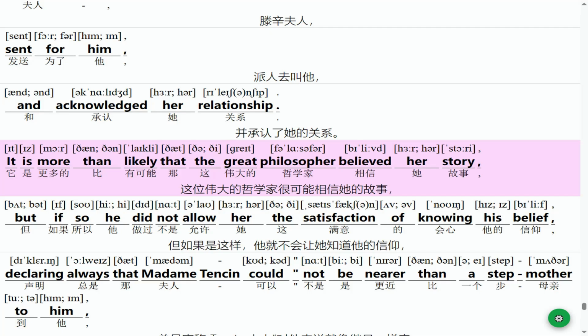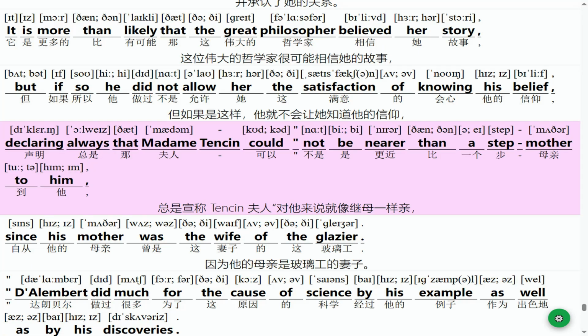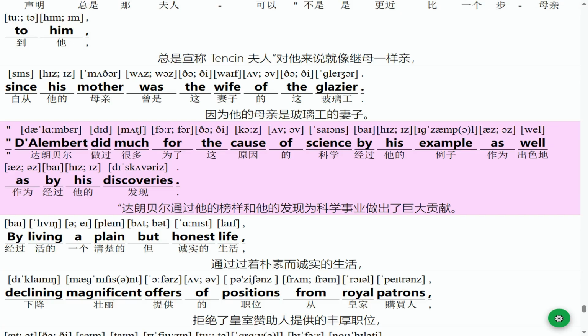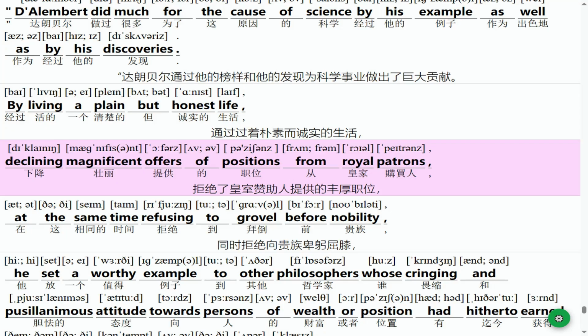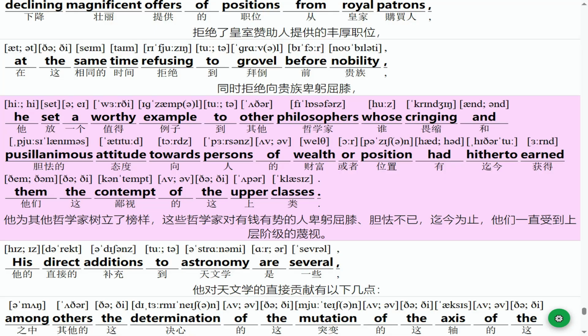It is more than likely that the great philosopher believed her story, but if so, he did not allow her the satisfaction of knowing his belief, declaring always that Madame Tencin could not be nearer than a stepmother to him, since his mother was the wife of the glazier. D'Alembert did much for the cause of science by his example as well as by his discoveries. By living a plain but honest life, declining magnificent offers of positions from royal patrons, at the same time refusing to grovel before nobility, he set a worthy example to other philosophers whose cringing and pusillanimous attitude towards persons of wealth or position had hitherto earned them the contempt of the upper classes.